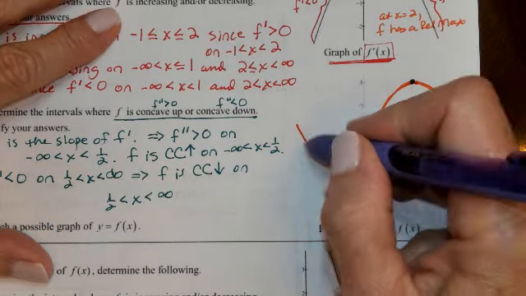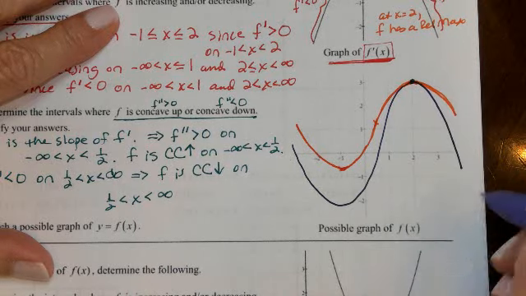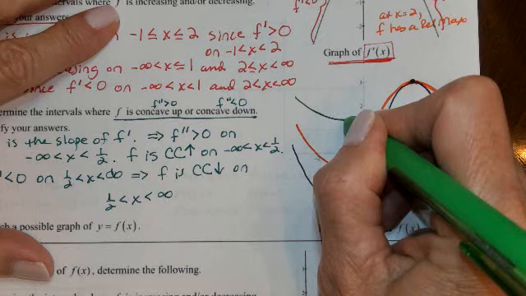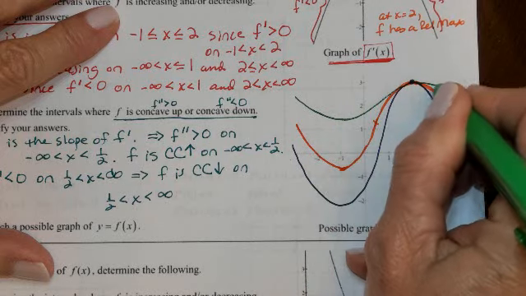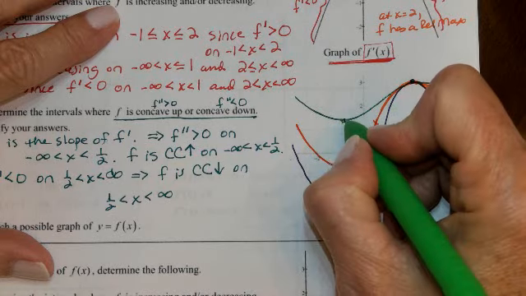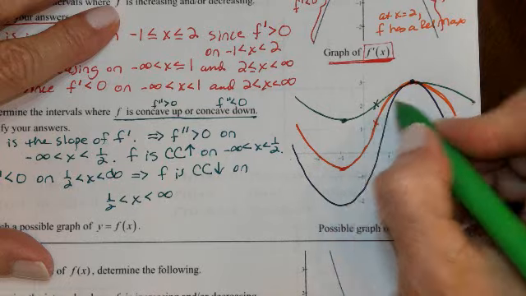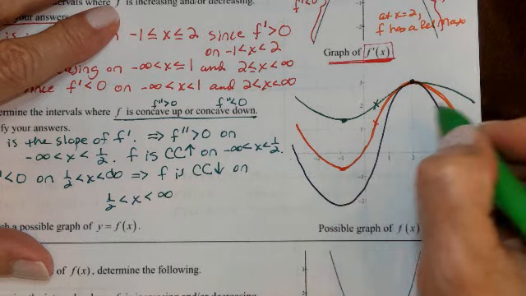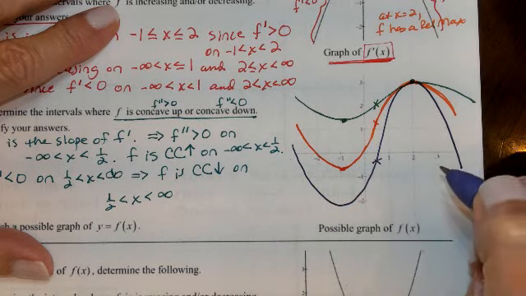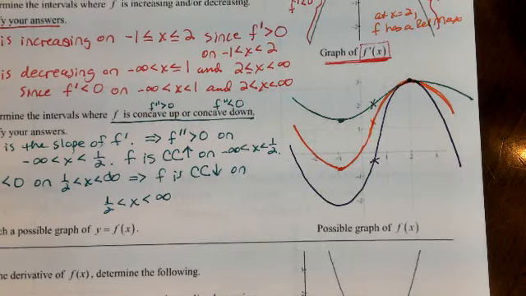You could also do something like this. You could also do something like that. You could also do something like this. So there are lots of possible curves, but I need to be able to see a relative min, a relative max, and I need to see a possible change in concavity, wherever that would happen, at x equals 1/2. Okay? All right, I'll let you do number 8.